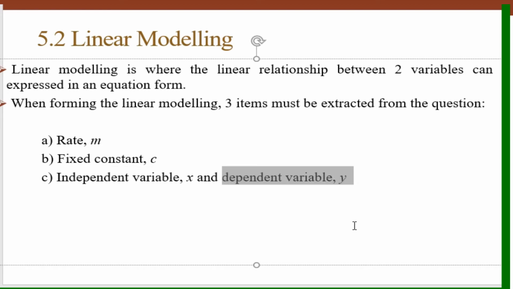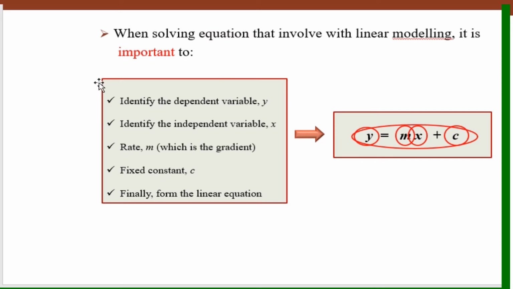Why is it like that? Because any change in x will affect y. So y depends on x. So let's take a look at this. You need to identify the dependent variable. In your equation, if there is cost, cost is always the dependent variable. Cost is always dependent. Whatever else is independent. Your rate is m, your fixed constant is c, then you form the linear equation.